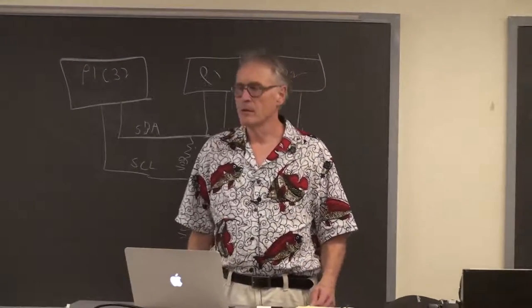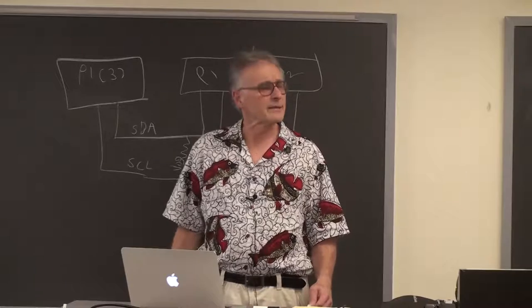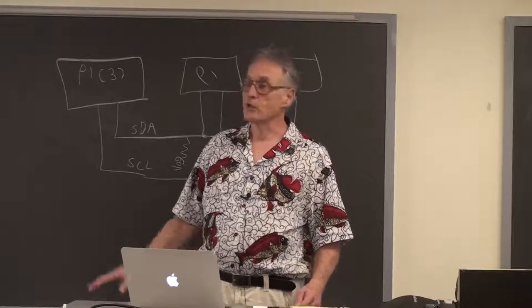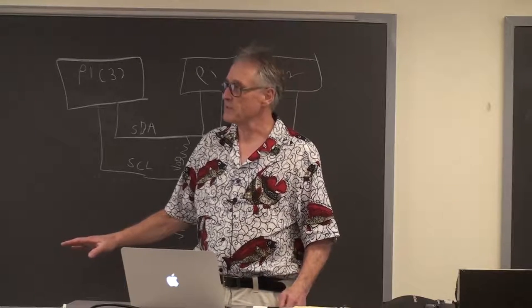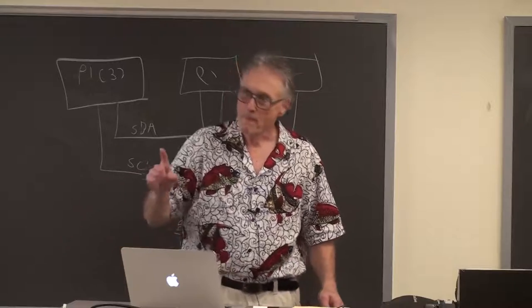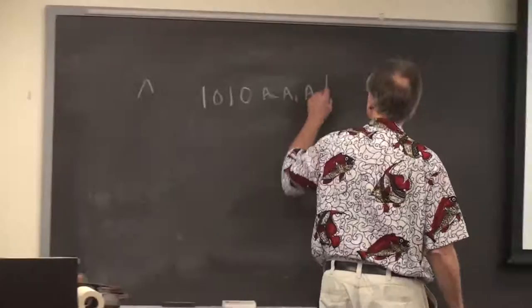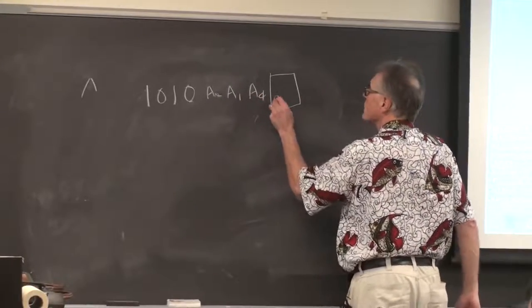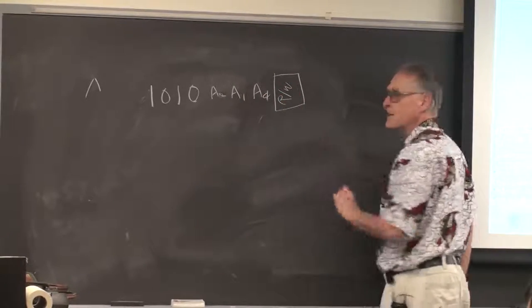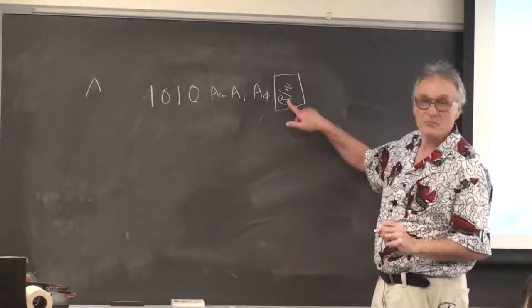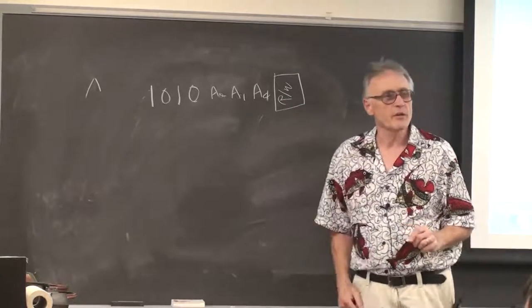Seven bits. Why not 8? Turns out all transfers on the bus are 8 bits. The last bit of the address, the low order bit of the address, is reserved for whether you're going to ask for a read or a write. So the read-write bit becomes part of the address.